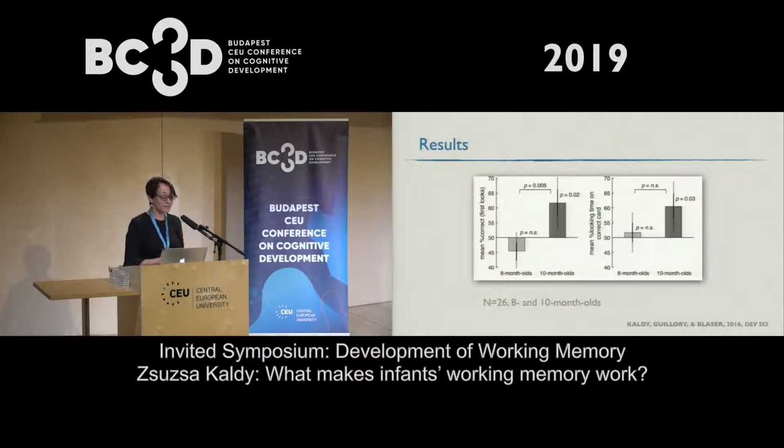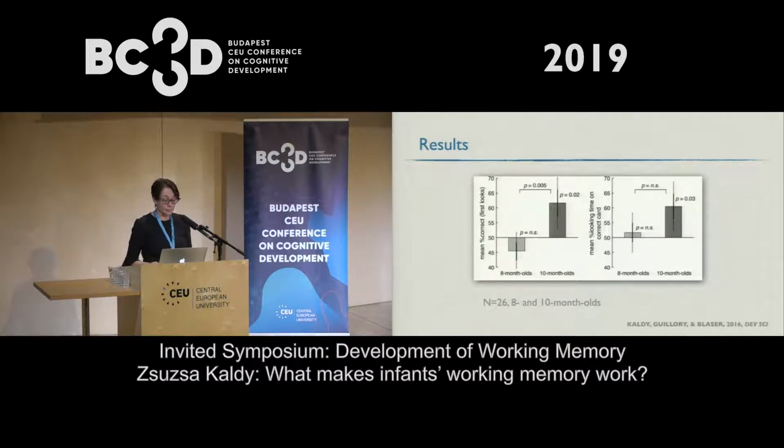Here are the results. We tested 8 and 10-month-old babies with the same paradigm. 8-month-olds can't really do this yet above chance, but 10-month-olds can. So what you see there, on the left side is the measure based on first looks, and the right side is based on longer looks. So 10-month-olds were significantly above chance.